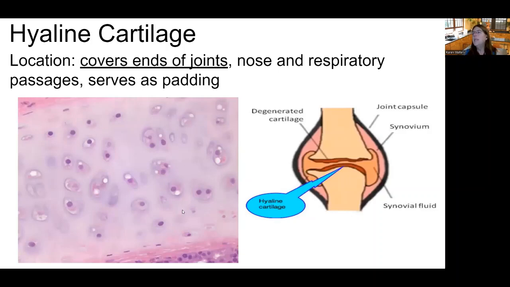So here's your hyaline cartilage. And this is a classic picture. I definitely want you to be able to recognize it. This is actually, I believe, from a tracheal ring. You would also find this type of cartilage covering the ends of the joints, or ends of the bone in the joint. So you would have at the end of a long bone covered in this type of cartilage.